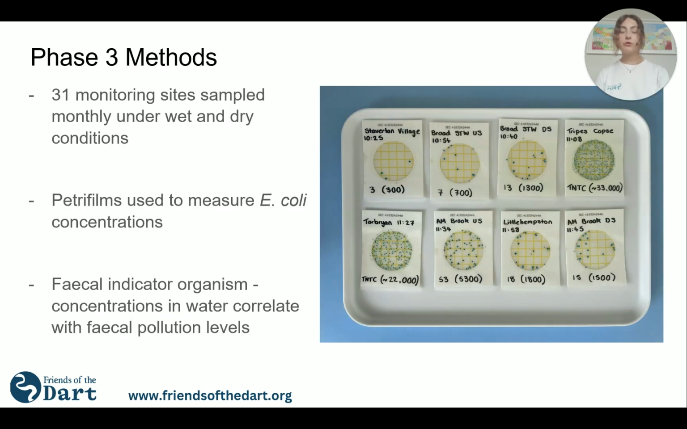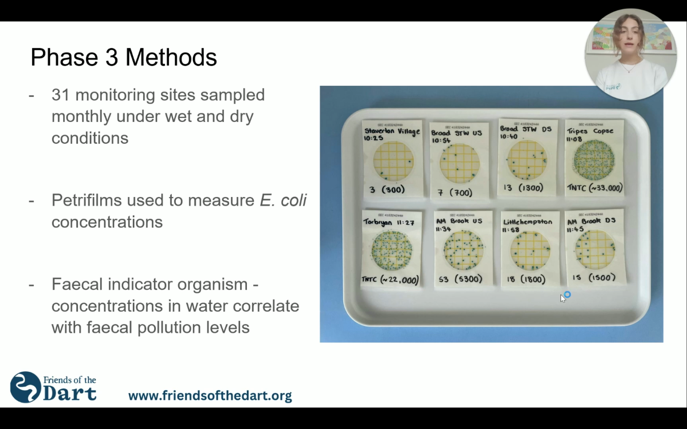Our Phase 3 monitoring programme began in 2025 and we're sampling 31 sites monthly under both wet and dry weather conditions. This just means whether or not it's rained in the days leading up to the sample, and sampling under both conditions helps us understand how pollution levels are changing in response to wet weather events.